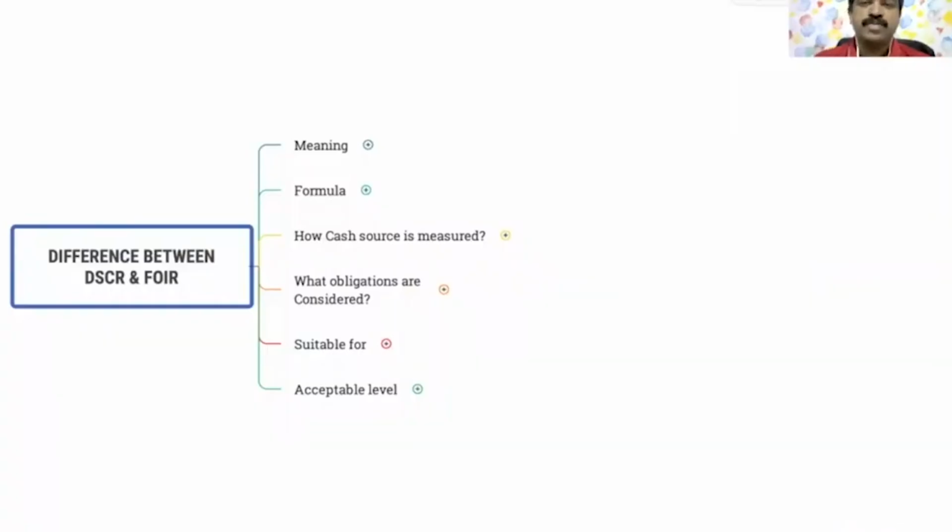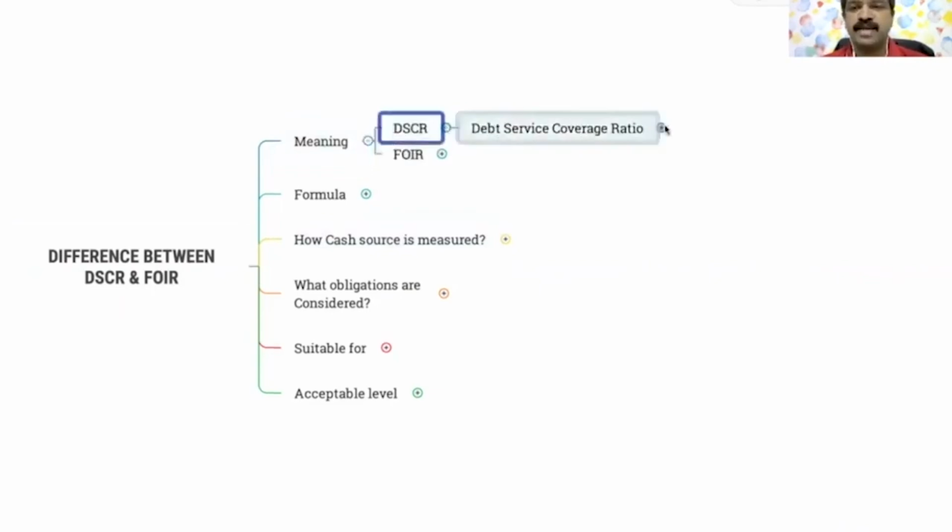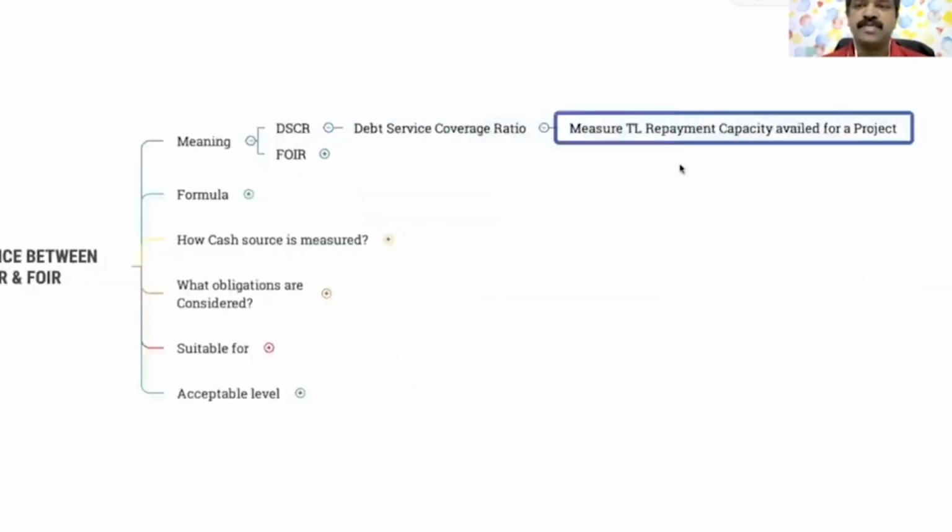In this session, I'll take you through the difference between DSCR and FOIR. First, let's look at the meaning. What do we mean by DSCR? When we say DSCR, it stands for Debt Service Coverage Ratio. Here, banks and financial institutions are basically going to measure the repayment capacity of the borrower for the term loan they have availed for a project. So what is the focus? The focus is measuring repayment capacity of the borrower.